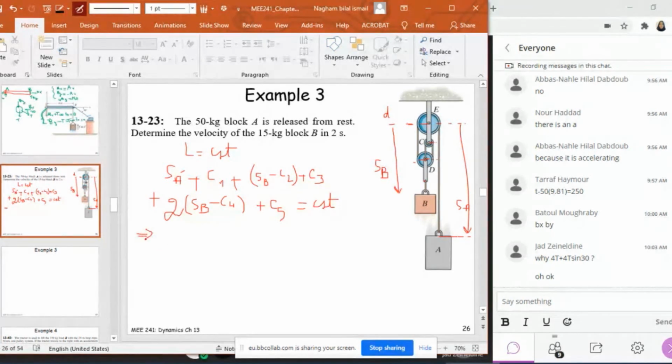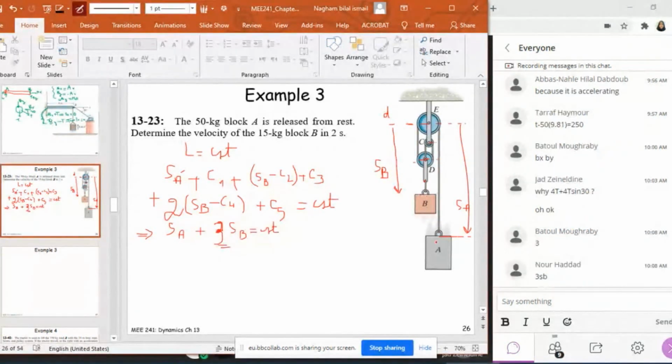How many SB do I have? 1, 2, 3. So SA plus 3SB is equal to a constant. Sorry, plus 3SB, yes, you're right. And in fact, I can deduce that this coefficient should be 3. Why? Because block A is held by one part of this rope, while B is held by 1, 2, 3 parts of this rope. So this is my key equation.